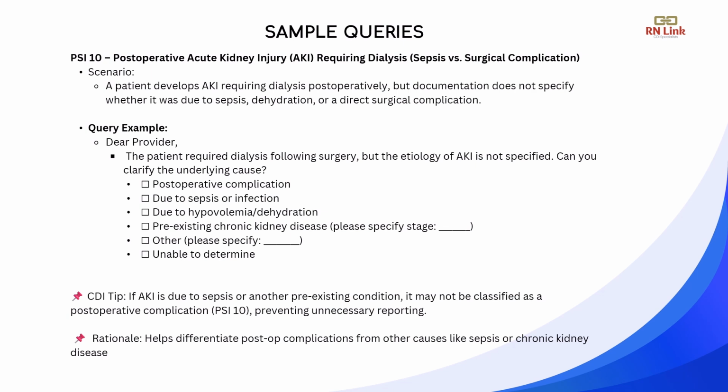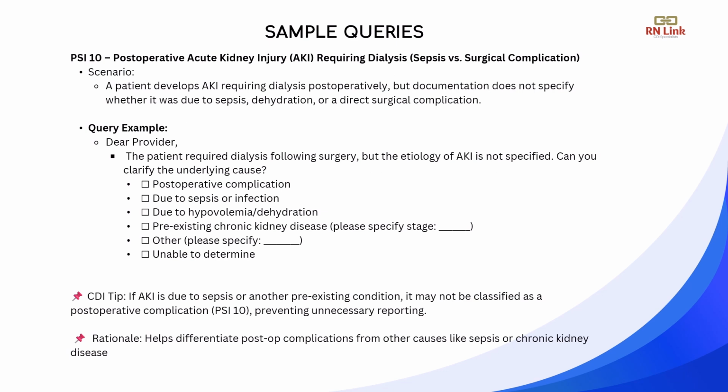Can you clarify the underlying cause? Postoperative complication. Due to sepsis or infection. Due to hypovolemia/dehydration. Pre-existing chronic kidney disease, please specify stage. Other, please specify. Unable to determine.